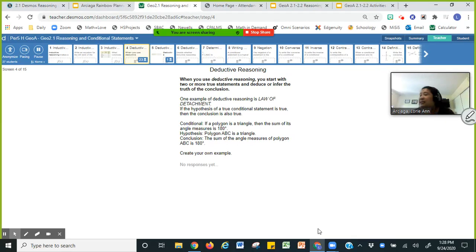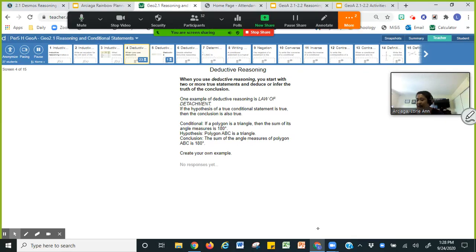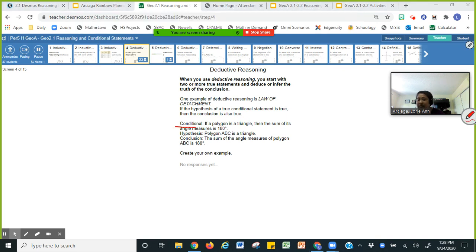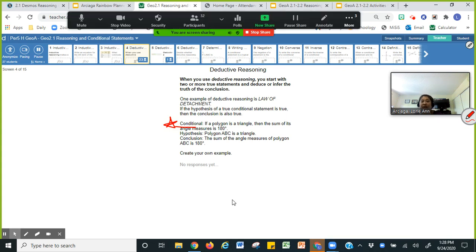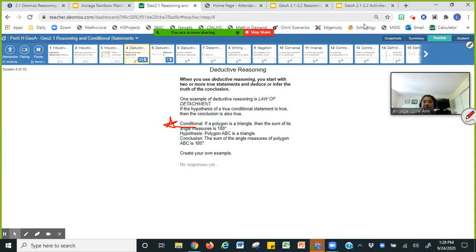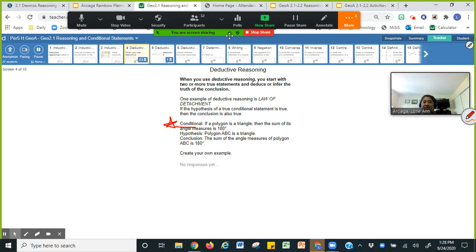Let's look at an example of deductive reasoning. Just like what you see here, deductive reasoning starts with a general rule. So it gives you a conditional statement. Okay? And like earlier, you had to come up with a rule. This time the rule is given, and then you will apply the rule to specific examples.